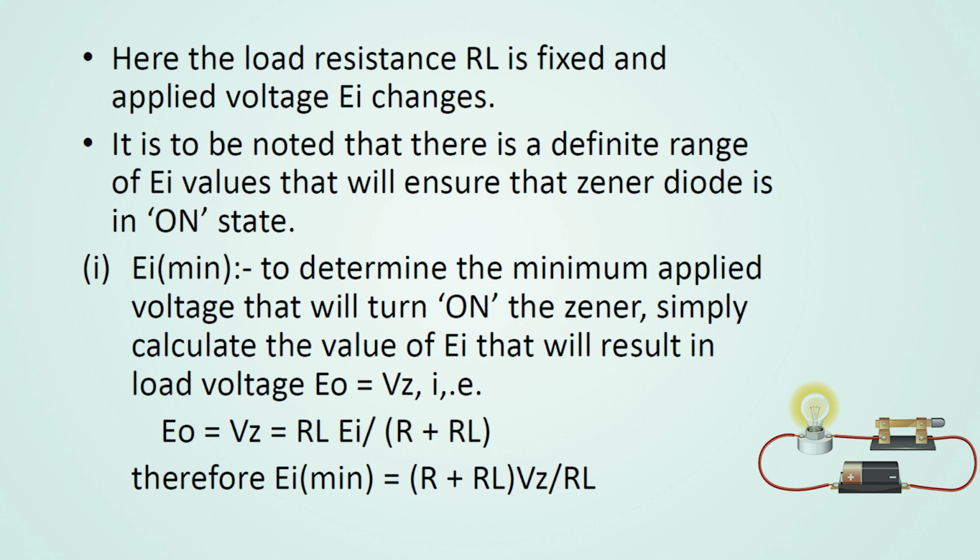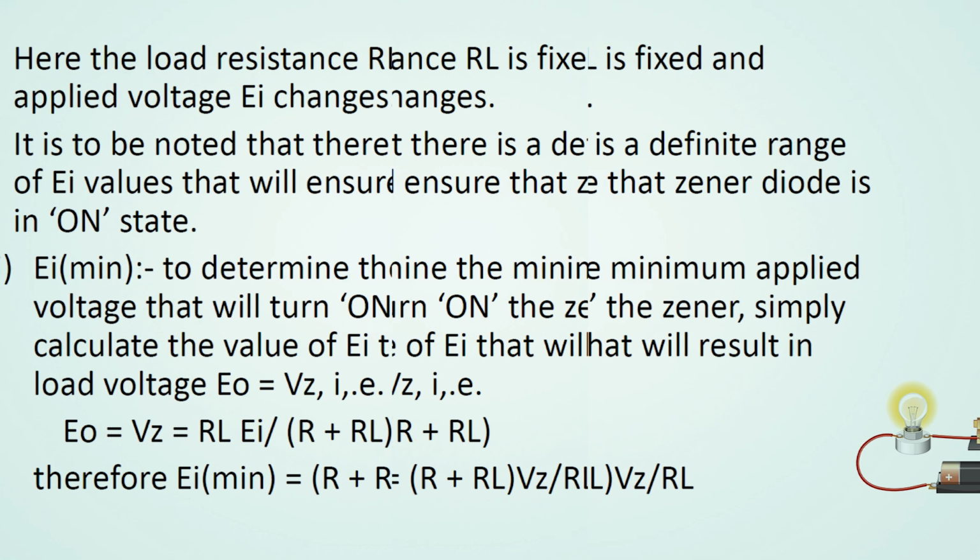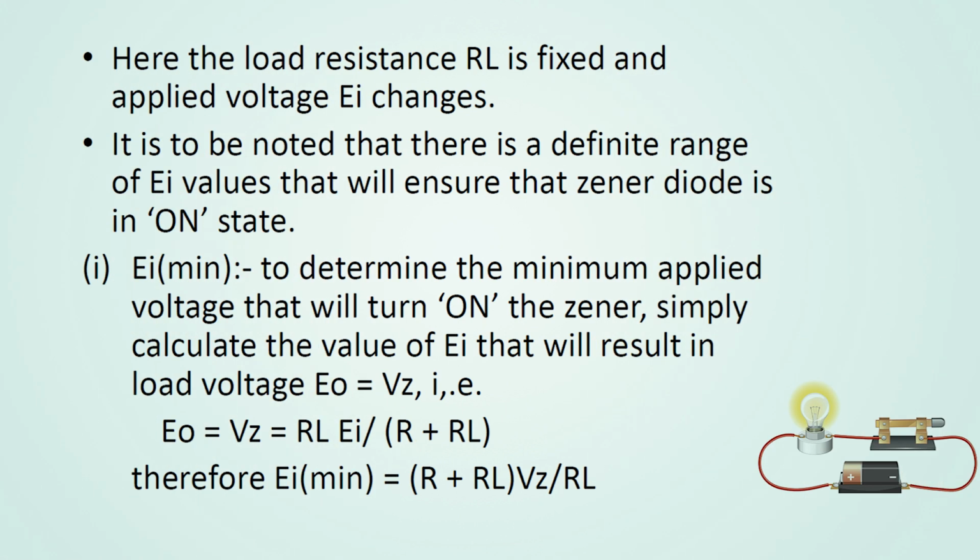To determine the minimum applied voltage that will turn on the Zener, simply calculate the value of EI that will result in load voltage E naught equal to Vz. This means that to find the minimum value of EI, we have to find the value for which E naught comes out to be Vz. That value will be the minimum for which the Zener is in on condition, giving the voltage Vz as the Zener voltage, equal to the output voltage.